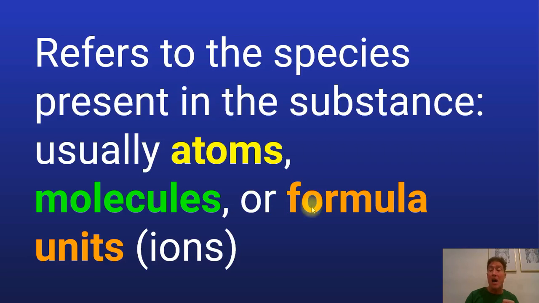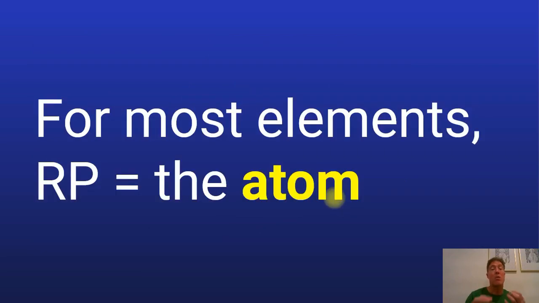And when we talk about ionic compounds or ions, what is the representative unit or particle that we're going to count them in? Okay, so let's consider them in turn. For most elements, the representative particle, the thing we count when we're talking about atoms, is the individual atom. So if I'm talking about sodium, I'm going to talk about atoms of sodium.